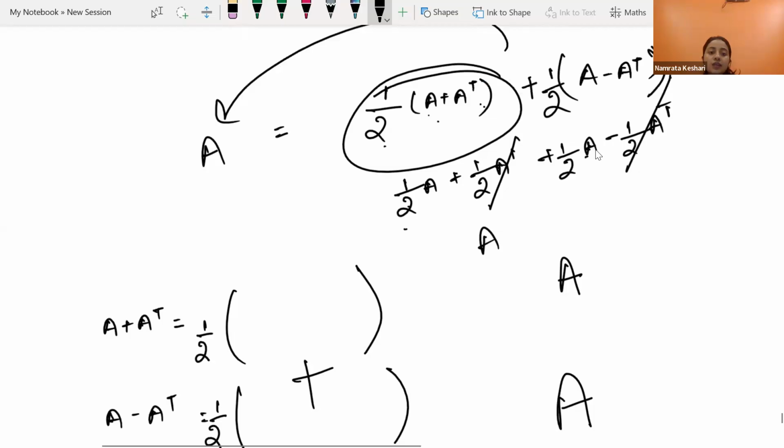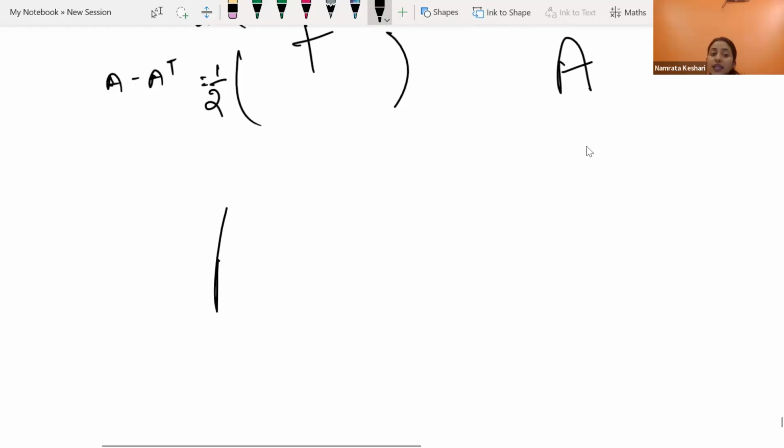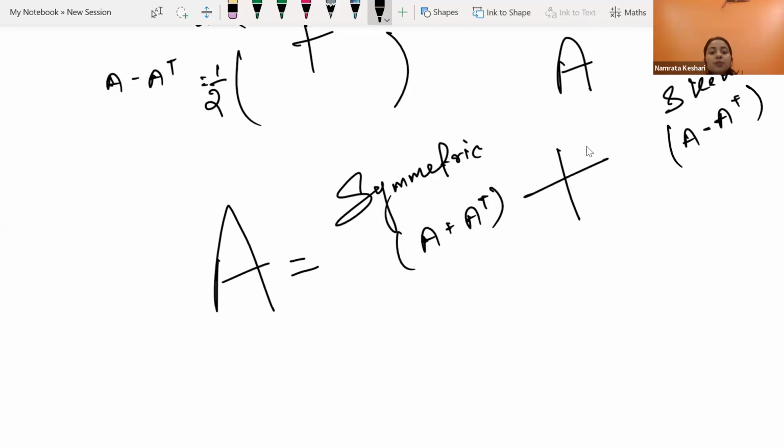Okay. So there is another definition, that any square matrix A can be represented as the sum of a symmetric matrix and a skew symmetric matrix. That means symmetric is A plus A transpose, and skew symmetric is A minus A transpose. But we are taking half because we want A back. Got it?